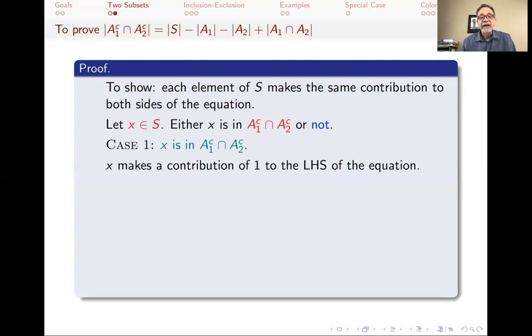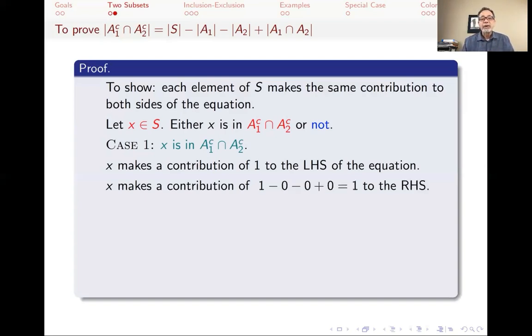To the left side, it's going to make a contribution of 1, because when we count the number of elements in A1 complement intersection A2 complement, we'll at some point come across X and we'll count it. So X will make a contribution of 1 to that left-hand side of the equation. But what about the right-hand side of the equation? The right-hand side has different terms, so we may or may not count it when we come across those different terms. We'll certainly count it when we come to S, because X is an element of S. But when we come to A1 or A2 or A1 intersection A2, X is in neither A1 nor A2, so it's not going to be counted at all in any one of those. So the net contribution to the right-hand side is 1, just like it was to the left-hand side.